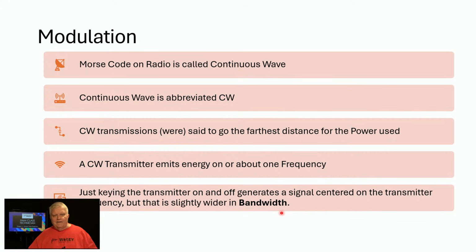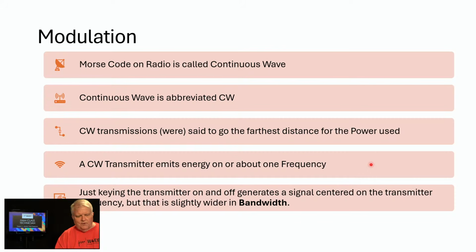Later on, they came up with vacuum tubes and oscillators and the way to have a pure signal, and that's what we mean by continuous wave. It's a wave that's on just one frequency. You could say that Morse code makes it discontinuous wave, but okay, that would be confusing the issue. CW transmissions have always been said to be the farthest distance for the amount of power that we're using. That's actually been overcome now with computers and a new technology. We'll talk to you about that.